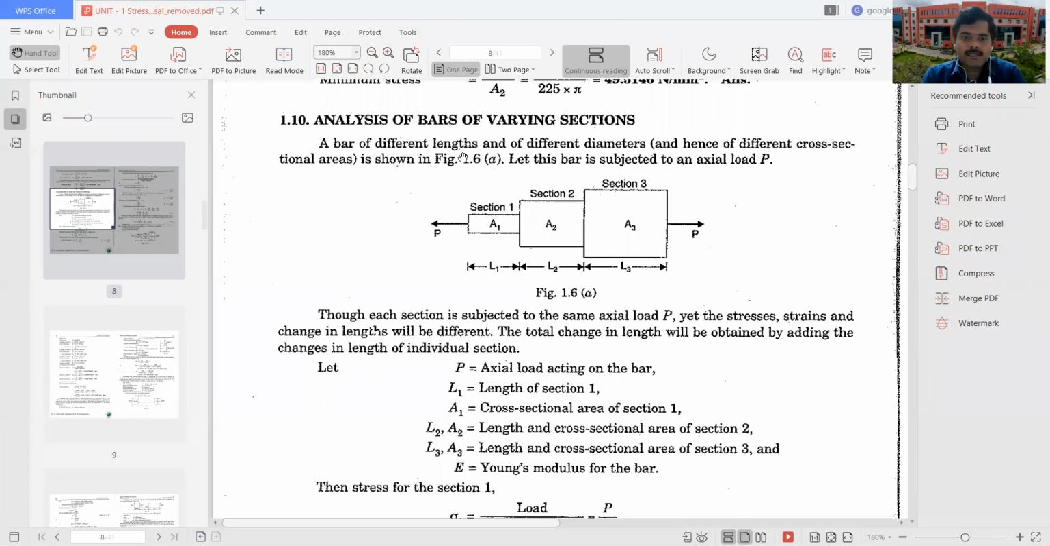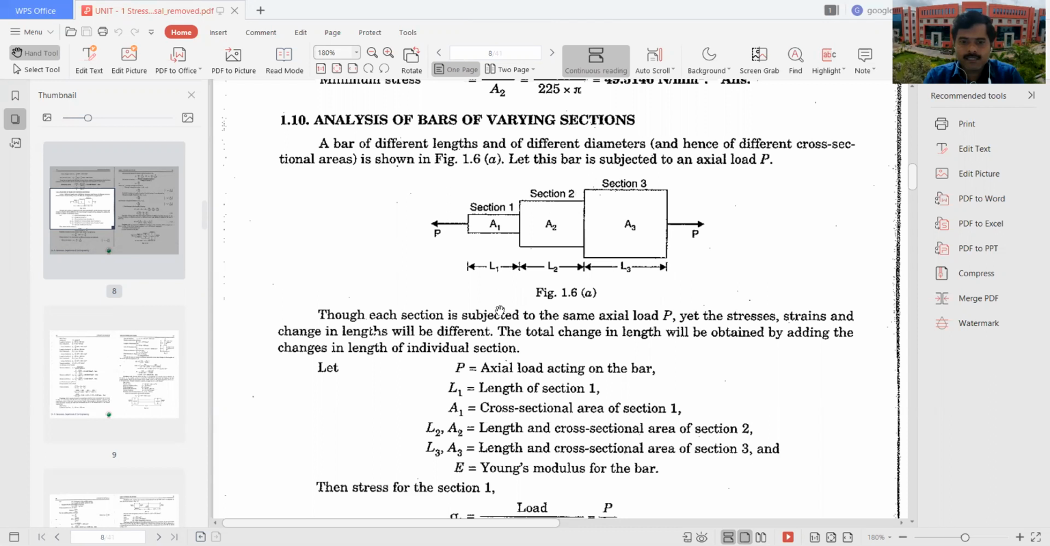You can see a bar of different lengths, that is L1, L2, L3, and different diameters. Different diameters means different cross-sectional areas A1, A2, A3, which is shown in the figure. Let this bar be subjected to an axial tensile load of capital P.